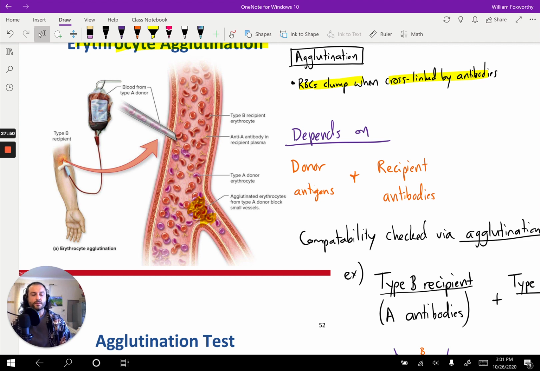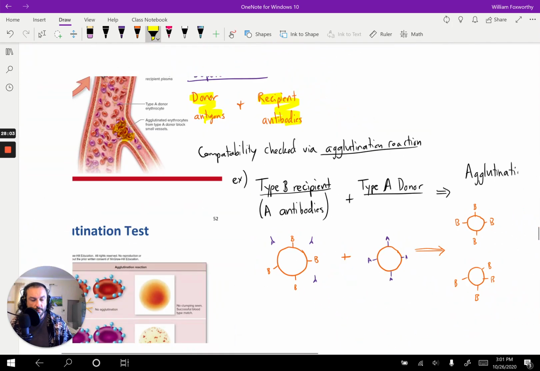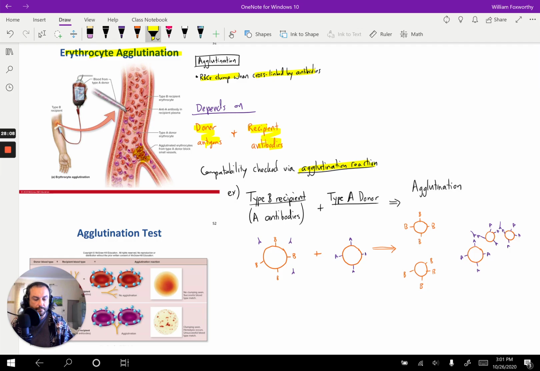So that agglutination depends on the donor's antigens and the recipient's antibodies. And I hope this is going to make sense why. So before you go transfusing blood into somebody, you could put the two types of blood together on a slide or in a little petri dish and check to see if the blood will agglutinate.